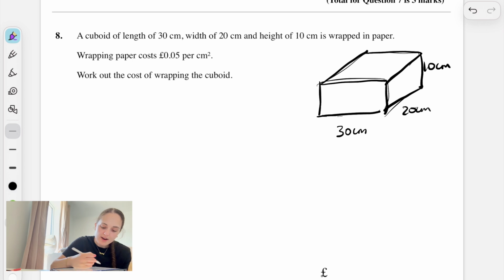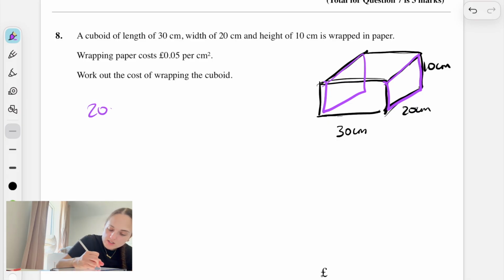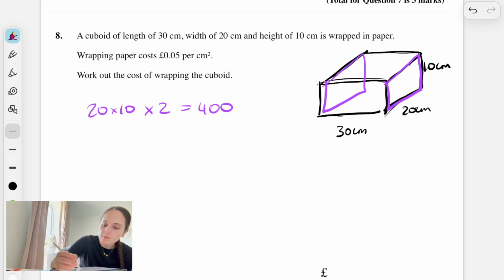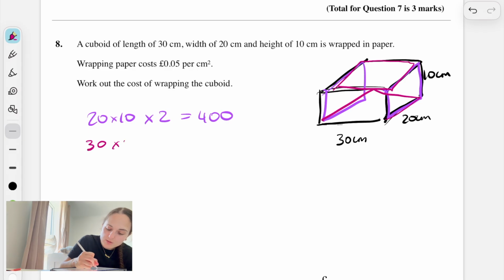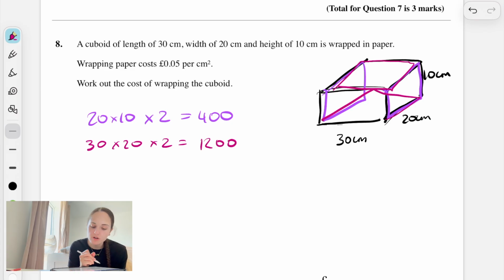So I'm going to work out the area of each of the faces. So I've got this face and the back face over here. The dimensions of those faces are 20 by 10. So 20 times 10 is 200, and then I'm going to times that by 2 because there's 2 of them. So that's going to be 400. I'm going to do the top and the bottom one. So the top and the bottom one is a 30 by 20 rectangle. So I'm going to do 30 times 20 and then times that by 2. So 40 times 30 is 1,200. So that's 1,200 for that one.